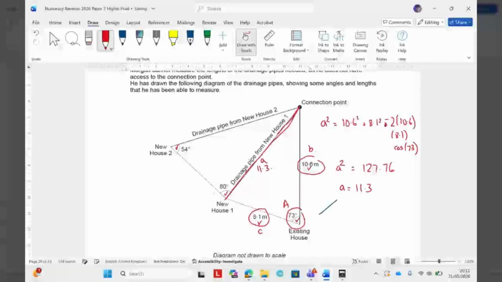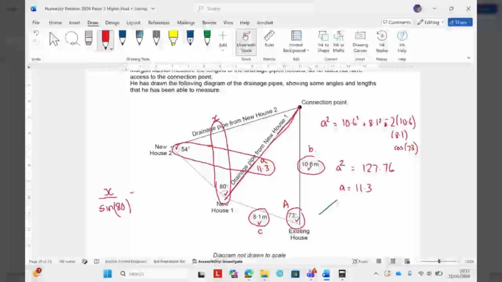Lovely. Now we know, look at this, we now know a complete pair and an incomplete pair, and this is the one I'm trying to work out now, okay? So what will that look like? Because this thing that we're missing is a side, it's side over sine 80, and then equals the complete pair.